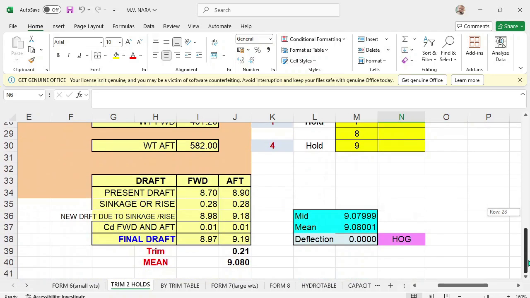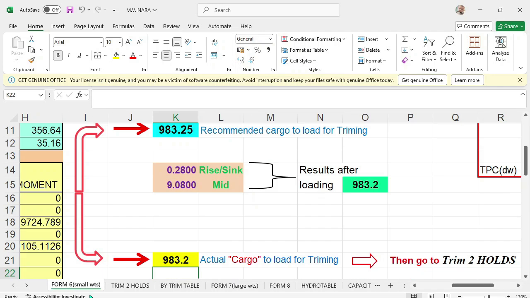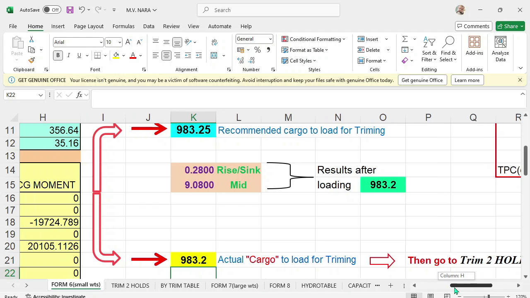So according to the departure drop, forward will be 8.79. Your aft drop will be 9.19, and you have a trim of 21 centimeters by the stern, and your mean drop is 9.08, and your mid is almost 9.08, and you have a 0 deflection. You go to form 6.